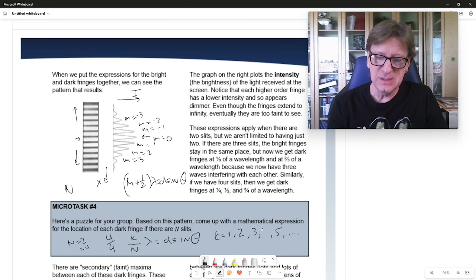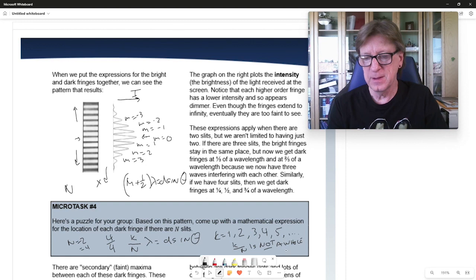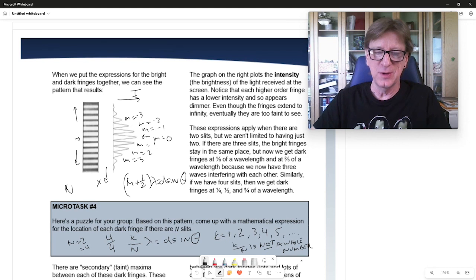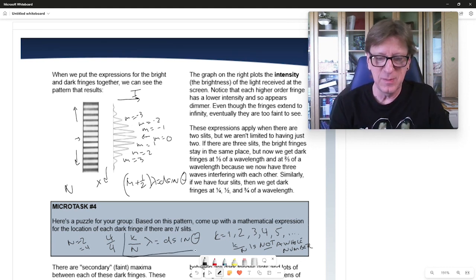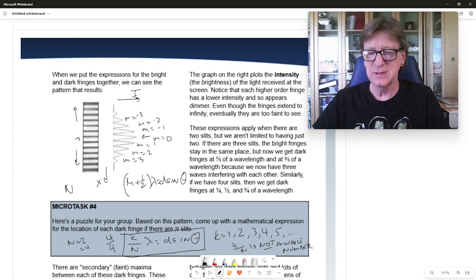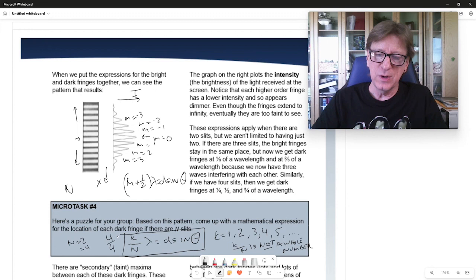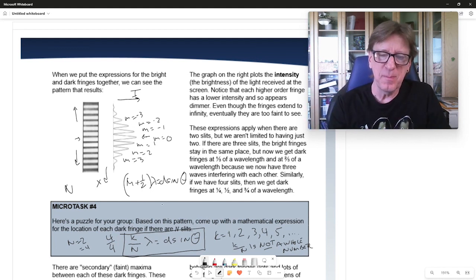And hopefully you can see the pattern. Yes, this works, but it assumes that k over n is not a whole number. So that would be our formal solution to the puzzle. This is going to be the equation for the dark fringes, and k is an integer, 1, 2, 3, 4, 5, and of course negative signs too, but with the exception that k over n is not a whole number, and that'll apply to everything.